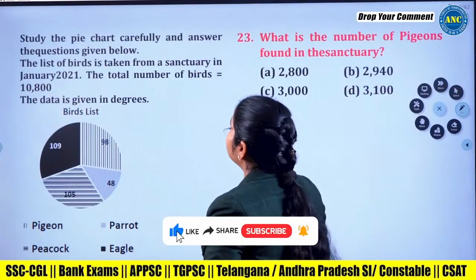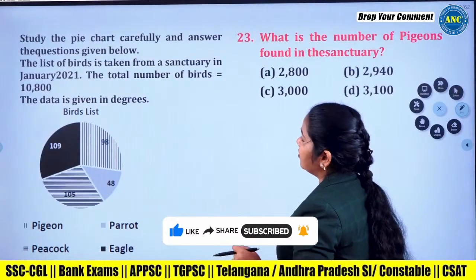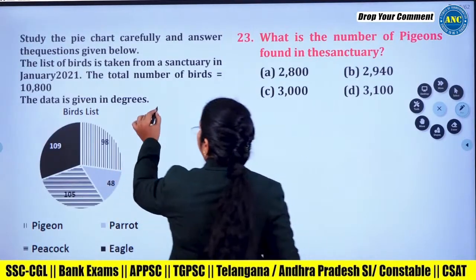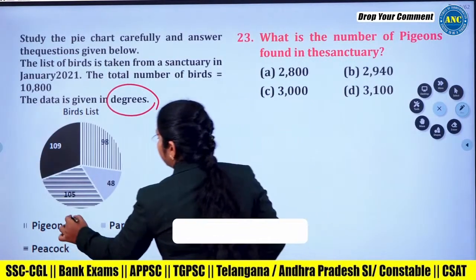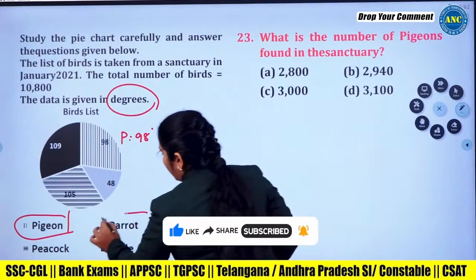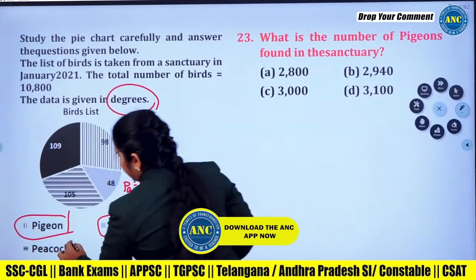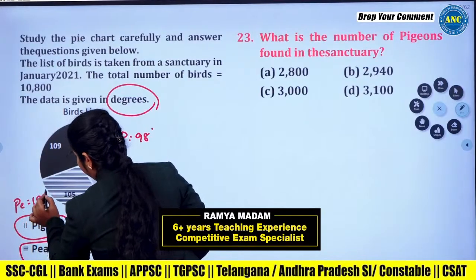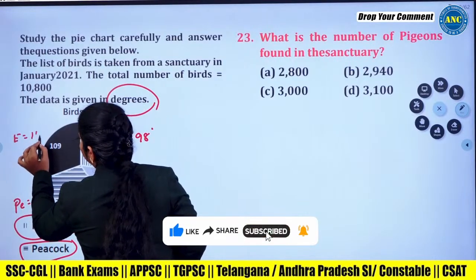Here, the list of birds is taken from a sanctuary in January 2021. The total number of birds is 10,800. And very important point, the data is given in degrees. Okay. So, what are they saying? Pigeon 98 degree. Parrot is 48 degree. Then comes peacock. Peacock is 105 degree. And last is eagle. Eagle is 109 degree.